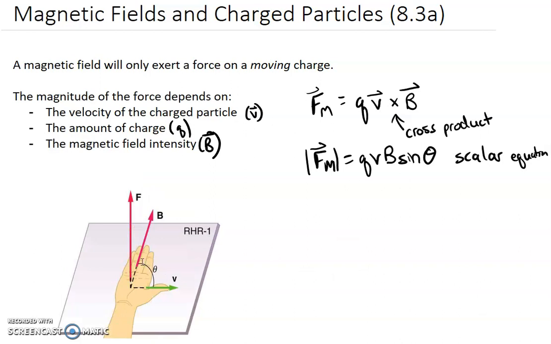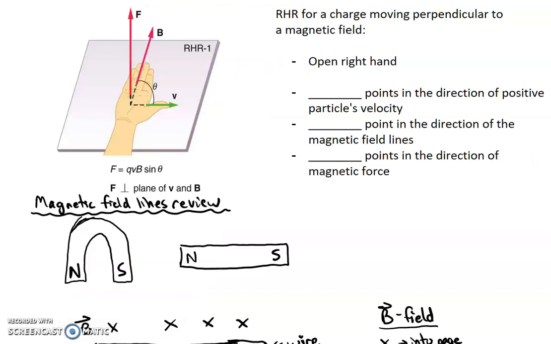Now the point here is that the angle between the velocity of the particle and the magnetic field doesn't have to be 90 degrees, but the force will always be perpendicular to both the velocity of the particle and the magnetic field. So keep that in mind. Force is always 90 degrees to the other two. So let's write this rule out in words. The right-hand rule for a charge moving perpendicular to a magnetic field has an open hand, and your thumb points in the direction of the particle's velocity.